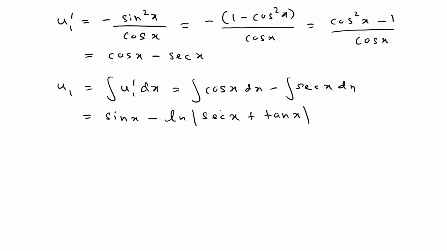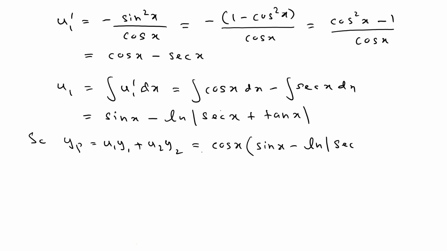Okay, so we found u1 and u2. Now we're going to plug in. So we have yp, which is u1 y1 plus u2 y2. If you plug in, you're going to get u1 was cosine x, and y1 was cosine x, and u1 was this big expression, so you're going to put it there. So it is sine x minus natural log of secant x plus tan x, and then we have the other one, where y2 equals sine x, and u2 equals negative cosine x.